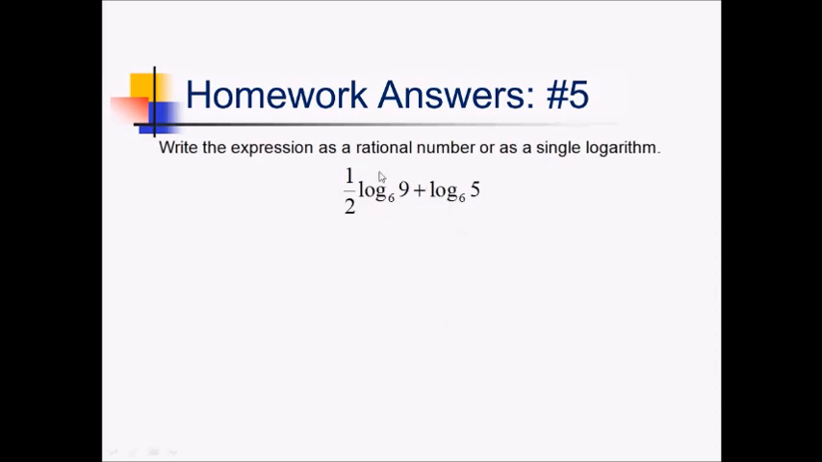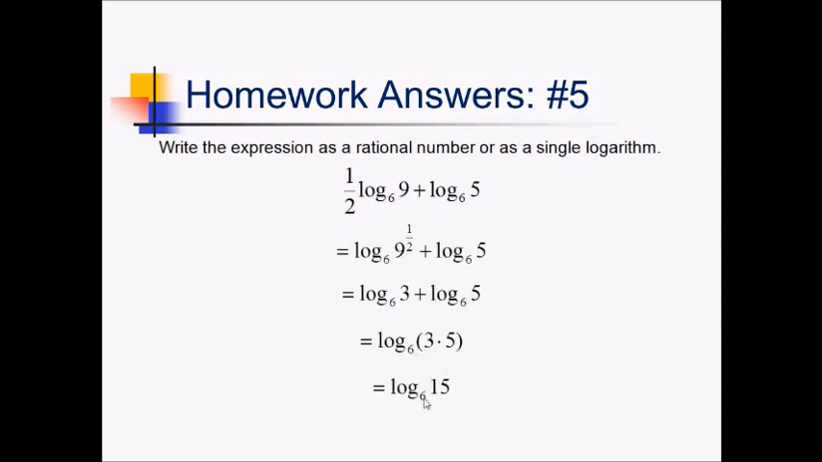For this problem, we want to write this whole expression as a single rational number or logarithm. We're going to start with our pop-in rule. So this becomes log base 6 of 9 to the 1/2 power. And let's see here. I can actually simplify this a little bit already. I know the 1/2 power is really just square root. So this is log base 6 of 3 plus log base 6 of 5. Next, if I'm adding the logs, that means I'm multiplying the stuff inside. So this is log base 6 of 3 times 5, which is really just log base 6 of 15. Now, is there a number I can raise 6 to get 15? Well, of course there is, but it's not a nice whole number or even a fraction, so I am done with this problem.